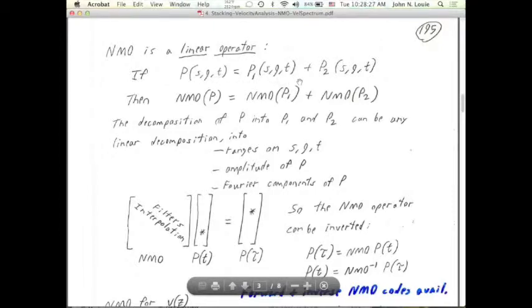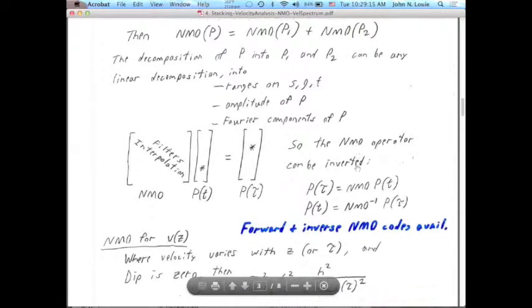Let's say it's the combination of two data sets. Let's say there's line one and line two. Or let's say there's the low frequencies and the high frequencies. Or one data set that contains the large amplitudes and one that contains the near zero amplitudes. You can split up your data any way you want. Maybe it's the early times and the late times. Then, because NMO is a linear matrix multiplication operator, the NMO of P is going to be equal to the NMO of P1 plus the NMO of P2. Perfect linearity.